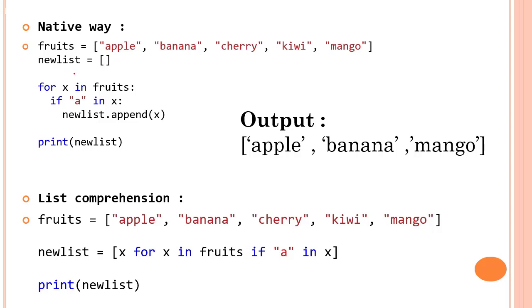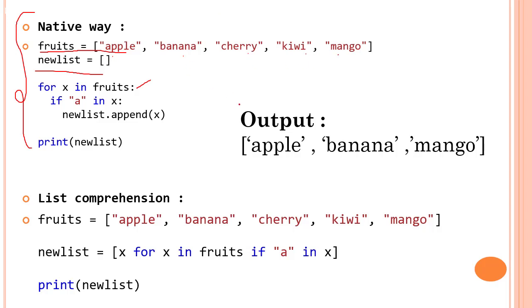Without list comprehension, you will have to write a for statement with a conditional test inside. So let's look into this native way before we jump into list comprehension. In this native way, we have a fruit list and we have a new list. This new list will contain all the fruits that have A in them. We will initialize the for loop in the first line. So for x in fruits, one by one it will iterate inside the fruits list.